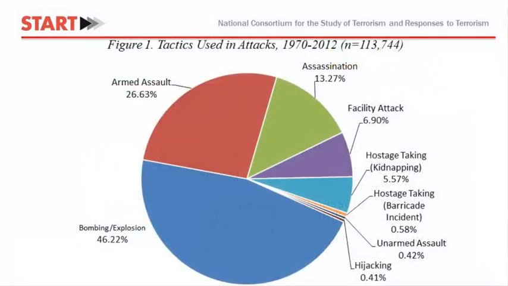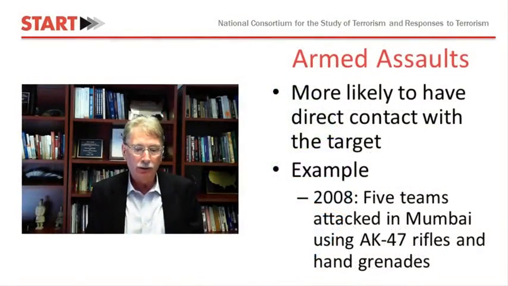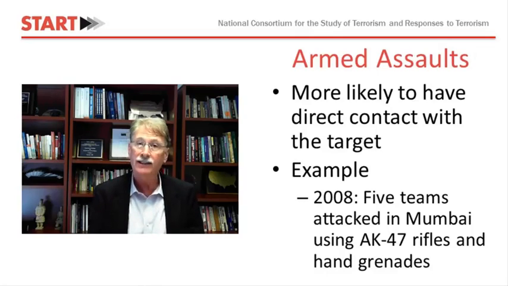In addition to the bombings, the figure also shows that more than a quarter of the attacks in the GTD between 1970 and 2012 were armed assaults. Again, harking back to the earlier lecture on weapons, this makes sense because we saw earlier that firearms are a very important weapon used by terrorists. Compared to those who use explosives, perpetrators of armed assaults are more likely to have direct contact with their targets because of the nature of the tactic.